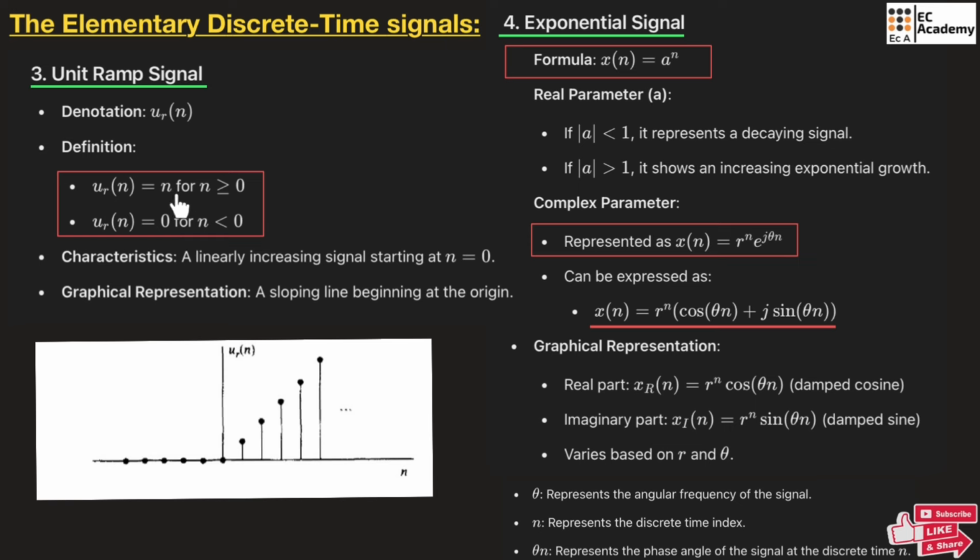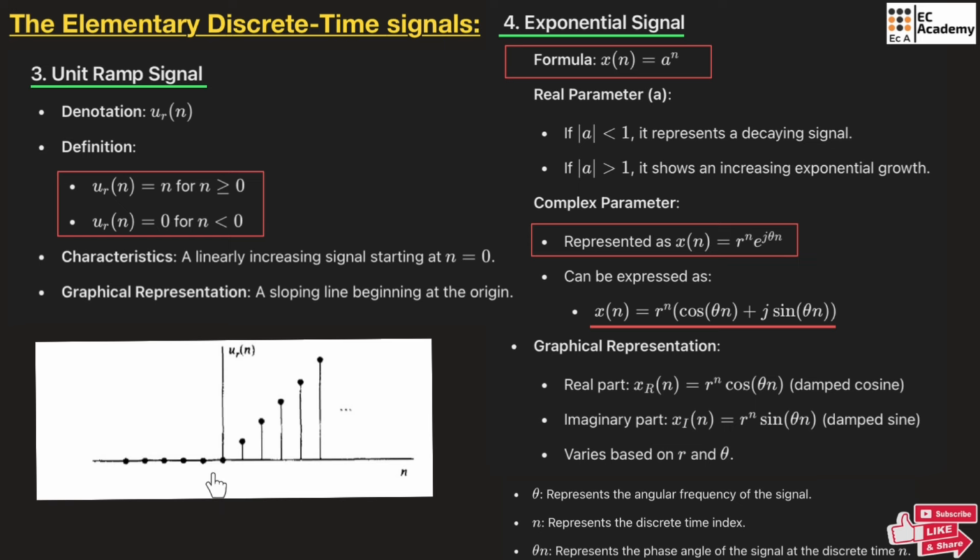As you can observe, this signal takes the value similar to n, which means UR of n is equal to n. For n equal to 0, this signal will be equal to 0. For n equal to 1, this signal has the value 1. For n equal to 2, the signal is 2. For n equal to 3, the signal is 3, and so on up to infinity.